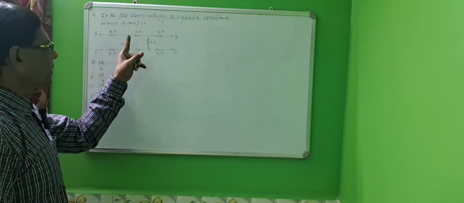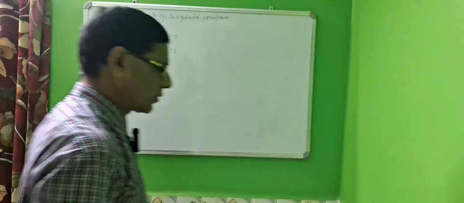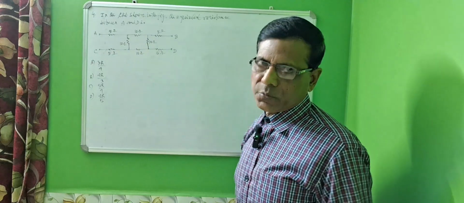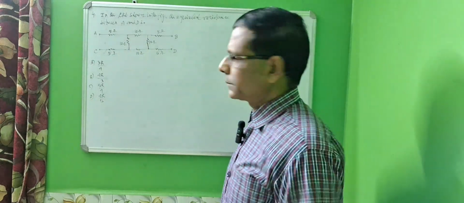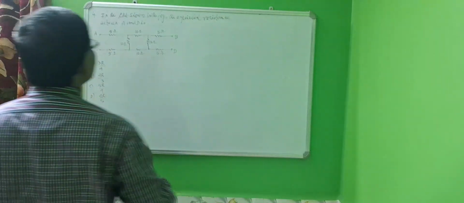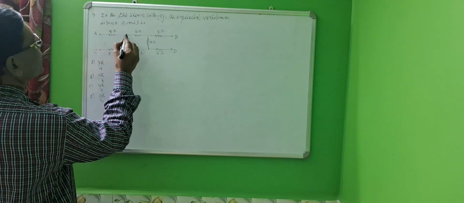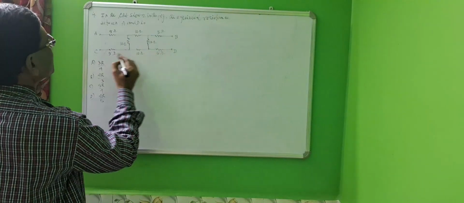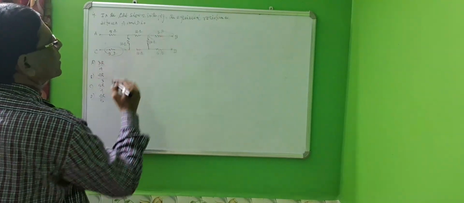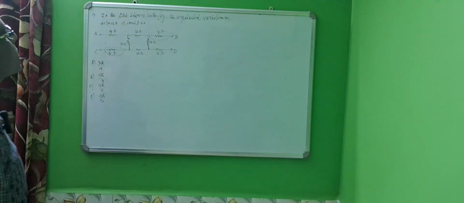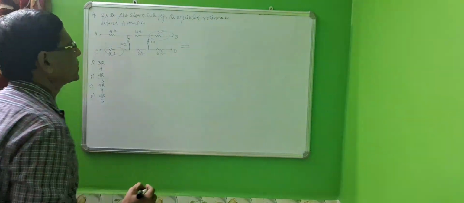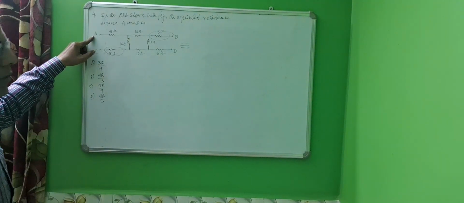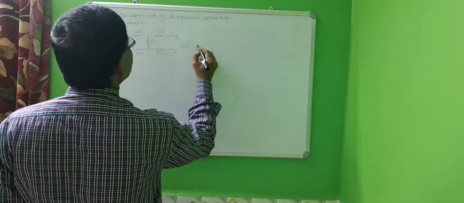This one is the problem: in the circuit shown in the figure, we have to find the equivalent resistance between A and D. So current passes through this and this, again goes here. So this portion and this portion are out of our consideration. So we can write the equivalent one for which, in between A and D, the equivalent resistance will be obtained as follows.